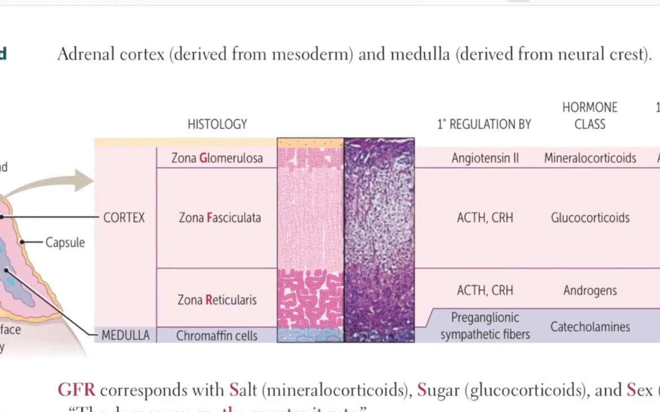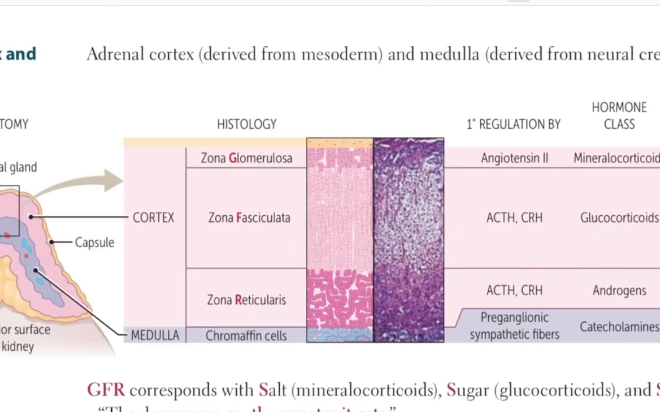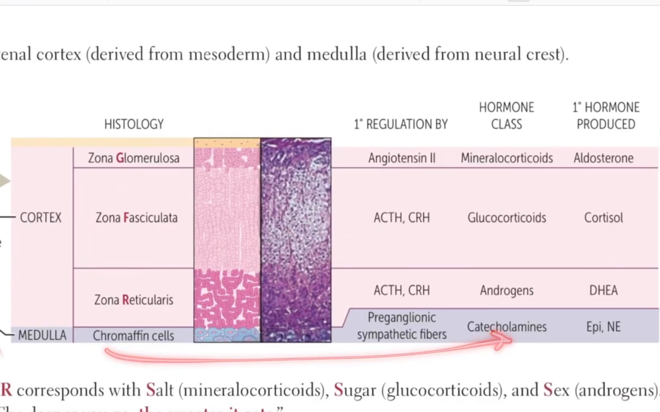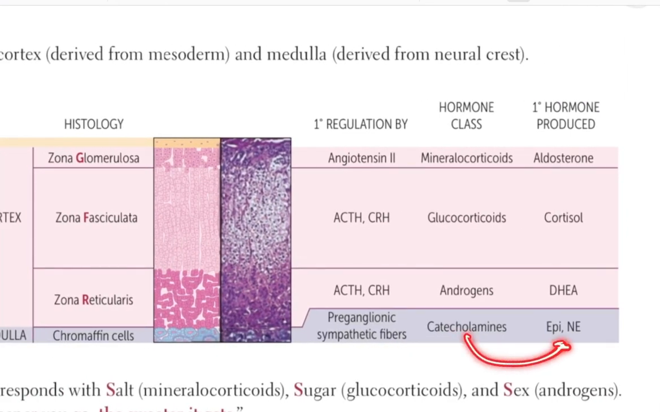The chromaffin cells of the medulla produce catecholamines. The catecholamines are epinephrine and norepinephrine. These are the hormones used in fight or flight situations. That means they are used in various emergency situations. Is it clear? All of these have different regulatory mechanisms.